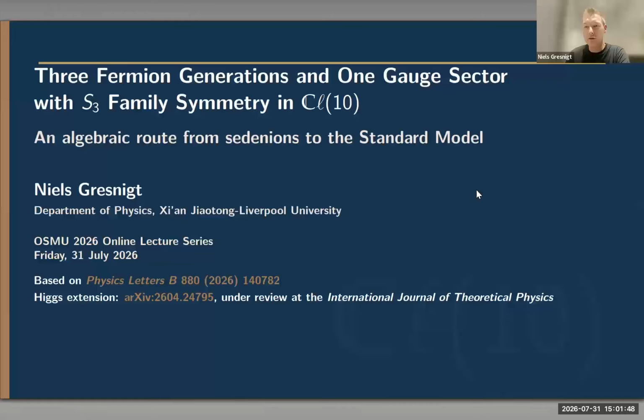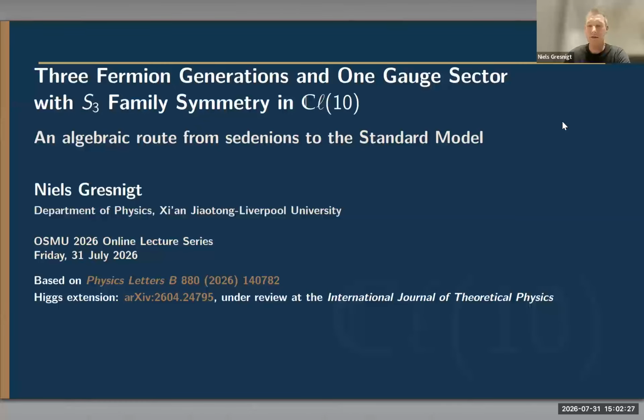So yes, as the title suggests, I want to talk about what I've been working on for a few years now, which is to try and represent the 3 generations of the standard model fermions with the standard model gauge group within a single algebraic framework. Now, lots of other people have also been working on similar ideas. And what I think is unique about the approach that I've taken is to go one step beyond the division algebra, so beyond the octonions, to the algebra of sedenions.